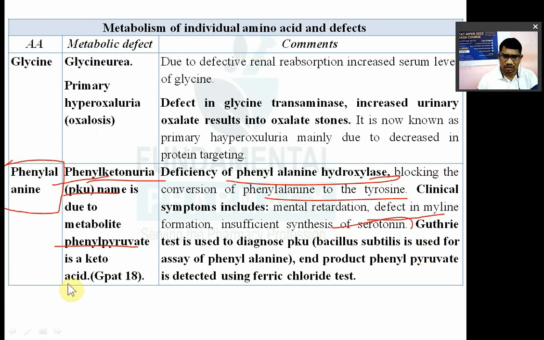Guthrie test is used to diagnose phenylketonuria. A question has come on the Guthrie test too. Bacillus subtilis is used as the organism for assay of phenylalanine. The end product is phenylpyruvate, which is a keto acid, so it can be detected by using the ferric chloride test. This is phenylketonuria.